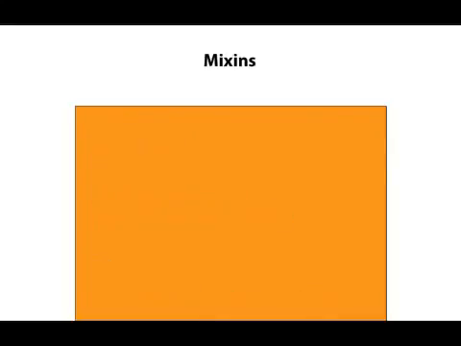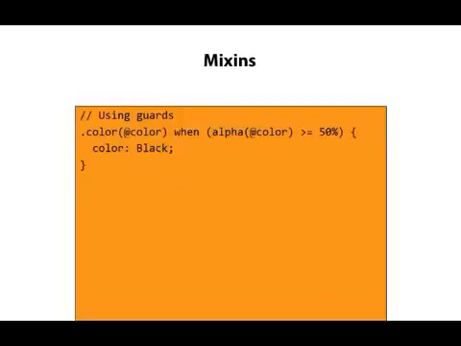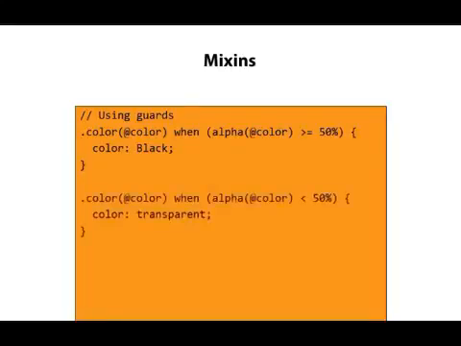Less also supports the notion of guards, and this is where you can have different mixins that are supported based on the actual values that are sent in. So in this case, this is a mixin called color, and use this mixin when the color has an alpha channel of greater or equal than 50%. Otherwise, we can have another that says, use this one when the alpha channel is less than 50%. So in this case, a color being passed in will become black when it's more than 50% opaque, and if it's less than 50% opaque, it is just setting the color as transparent. And in this case, the main color that we're passing in happens to have an alpha channel of 100%, and so we're getting that color black inserted in here.